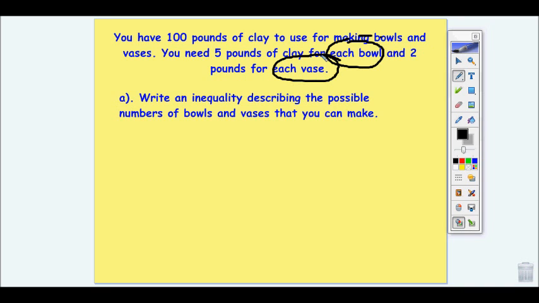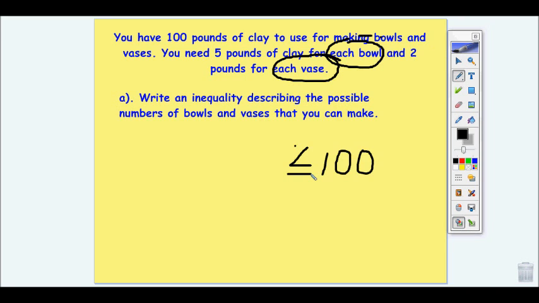So if we were going to write that equation, we would know that we have 100 pounds of clay. We cannot use more than that. So we need to make sure that our variables can't be any larger than that. So we need to make sure that they have to be less than or equal to 100. We could use 100, but that's the most that we can use.